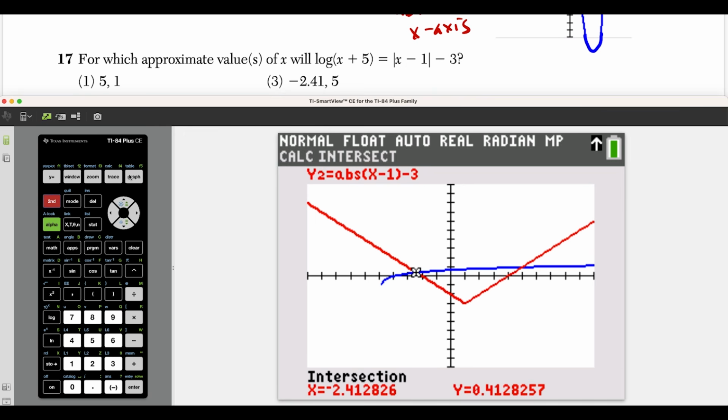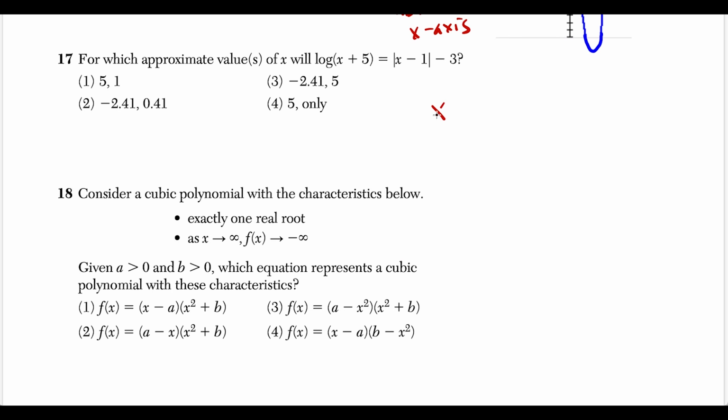And if I want to get the next one, I have second trace 5 again, and next up here, so we're going to go over to this second intersection point, we hit enter a second time, and a third time we have x equals 5. So the calculator told us x equals -2.41 and x equals 5, and this will match up here with choice 3.